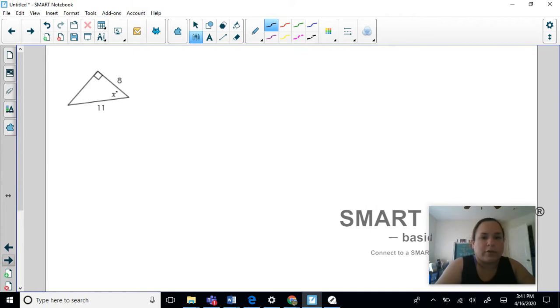All right, so let's try another example. So here is x. We're looking for x, and it's an angle. 11 is next to the angle, so this is our adjacent.